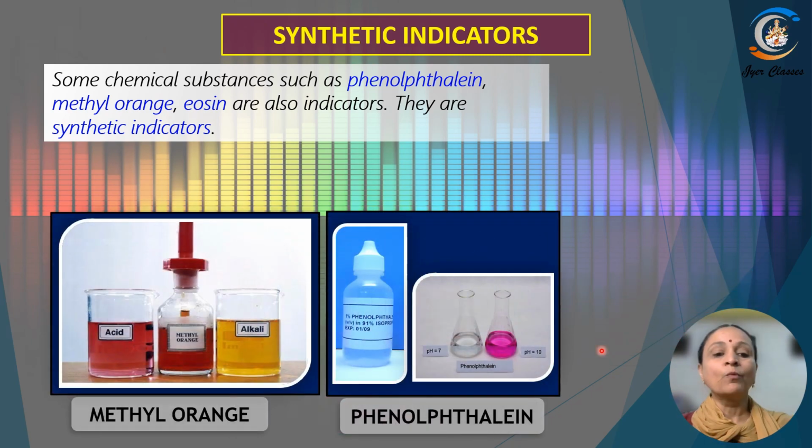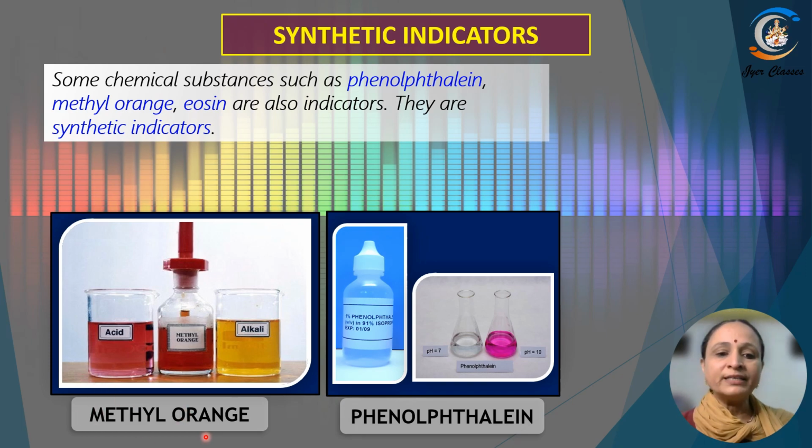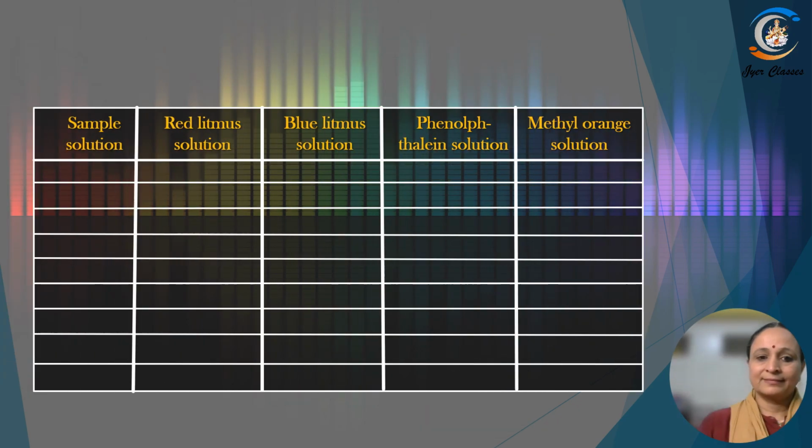Okay, let us discuss more about these indicators. One is methyl orange. Phenolphthalein we have already seen. And we have this methyl orange. Methyl orange is the indicator which is used in the laboratory. If you put it into an acid, it will turn somewhat red. And if you put it in a base, it will turn somewhat yellowish in color. Phenolphthalein, as I've already shown, does not change color in an acidic solution. But if it is a basic solution, what will happen? It will get converted into pink color.